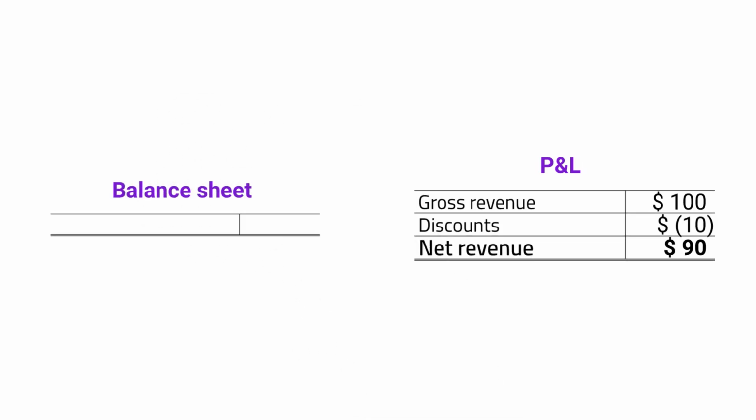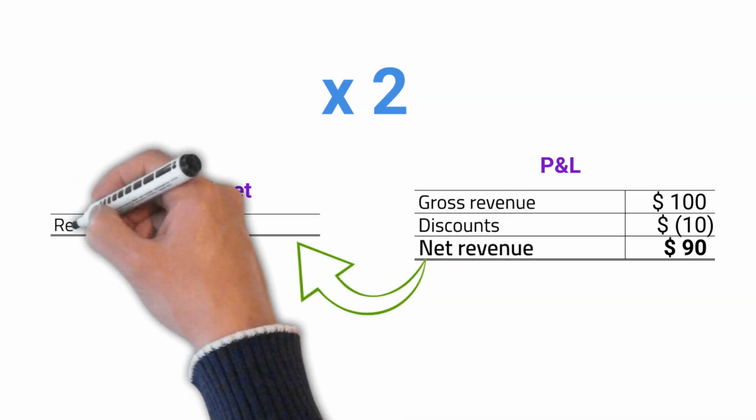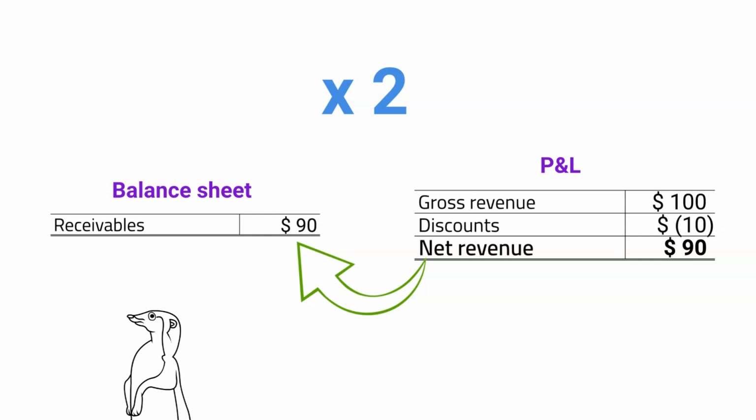What do we do with the balance sheet? Yes, remember, always two sides of the transaction. On the balance sheet we will record net receivables, as this is the amount we expect to receive from the customers.